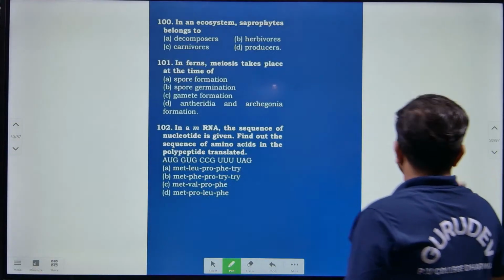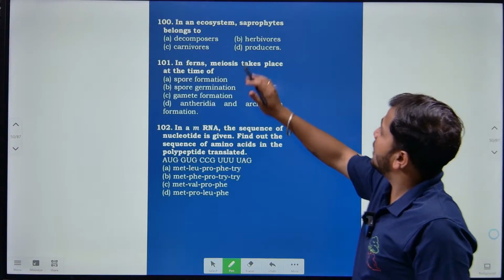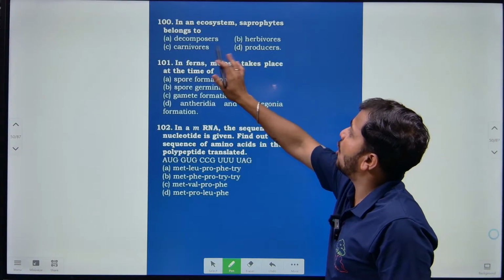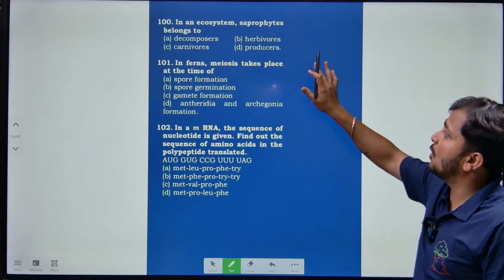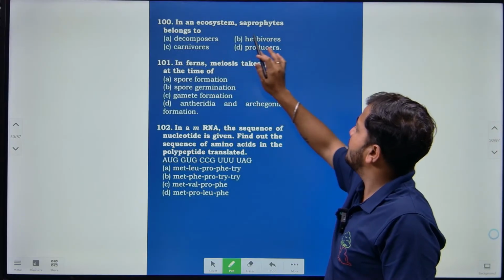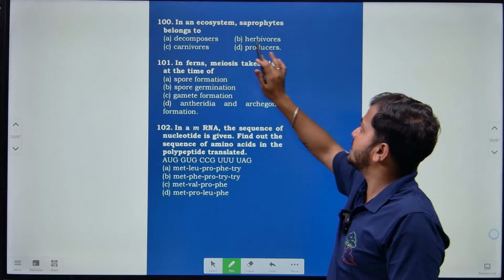Then next question: in an ecosystem, saprophytes belong to which group? With respect to the ecosystem, saprophytes belong to decomposers, herbivorous, carnivorous or producers.